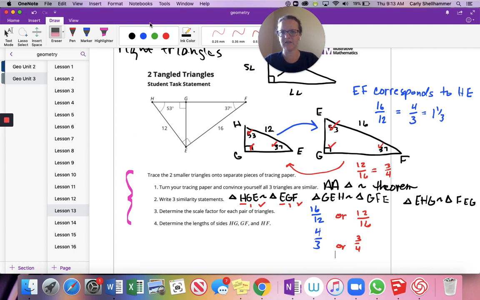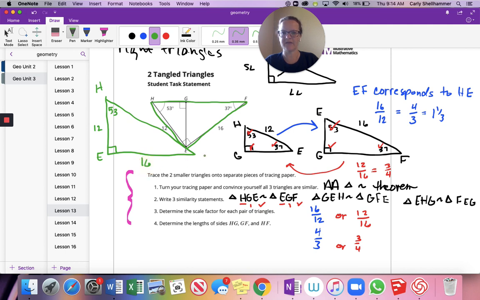Okay, I need to include this triangle. Now that one's going to be bigger than the other two. My right angle is E. My short leg right here is 12, and it goes up to H, which is 53 degrees. And my long leg is 16, and it goes over to F. And that is my hypotenuse.